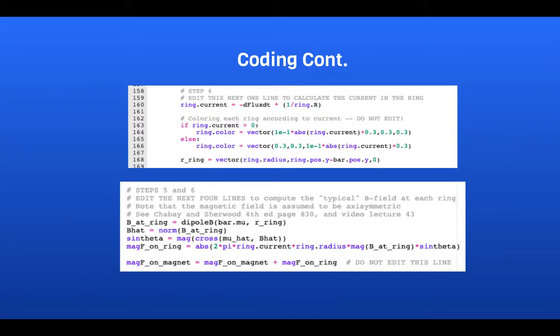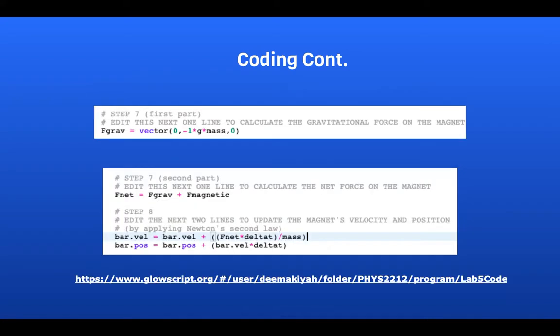Then, for the next line, we calculated the current in the ring, and for steps 5 and 6, we found the typical B field at each ring. And then for step 7, we found the gravitational force on the magnet. Then we calculated the net force due to the gravitational force and magnetic force. And for the last step, we did an iterative process where we updated the position and velocity of the magnet.